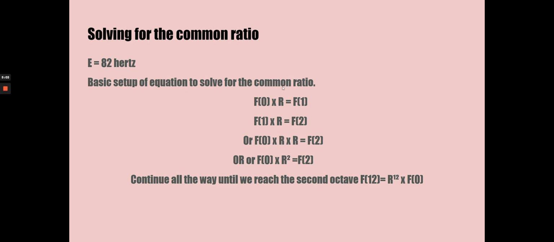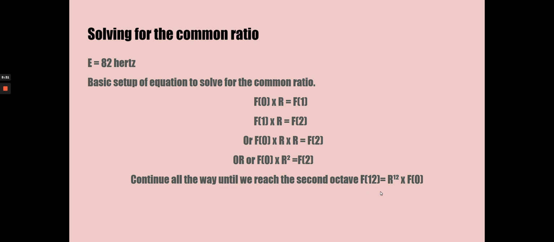Times some common ratio that even Pythagoras didn't know, and I'll majestically call that R. Which equals the next note, f of 1, which would in the scale be F sharp. f of 1 because you would have to press on the first fret to get it. Now this would be the equation until you get to the next octave, which at E would be f of 12.